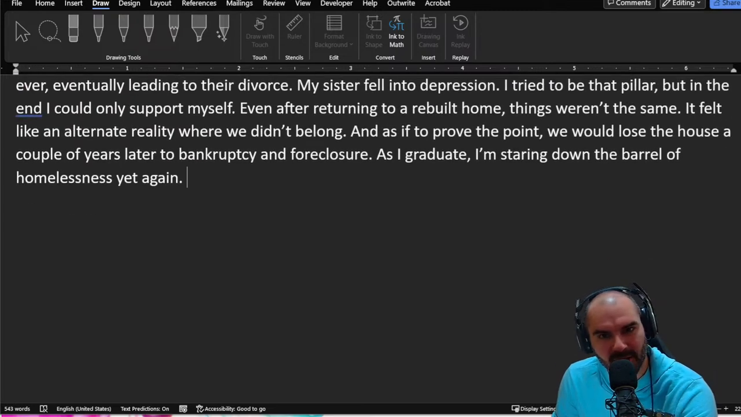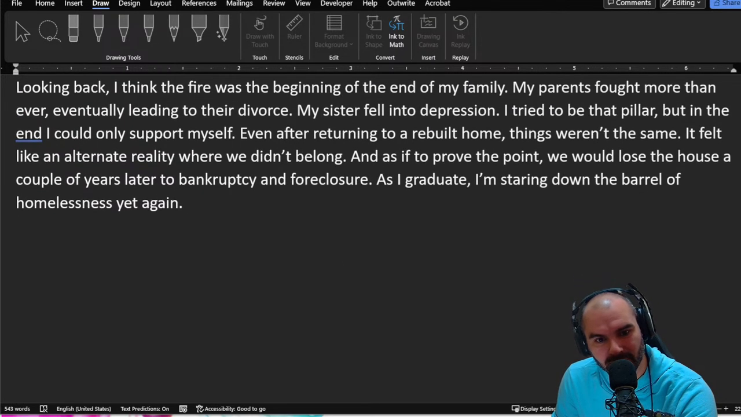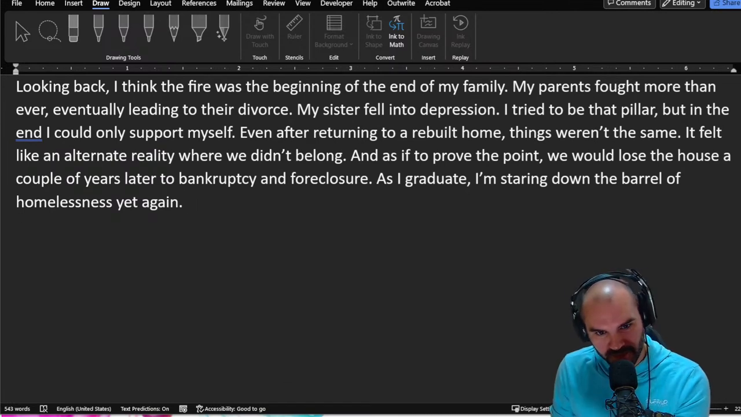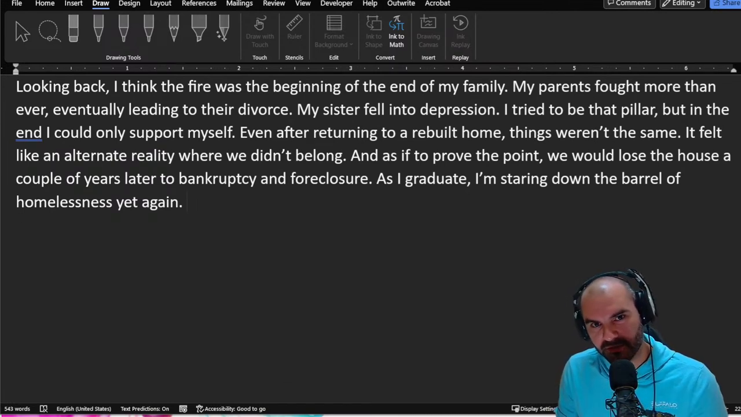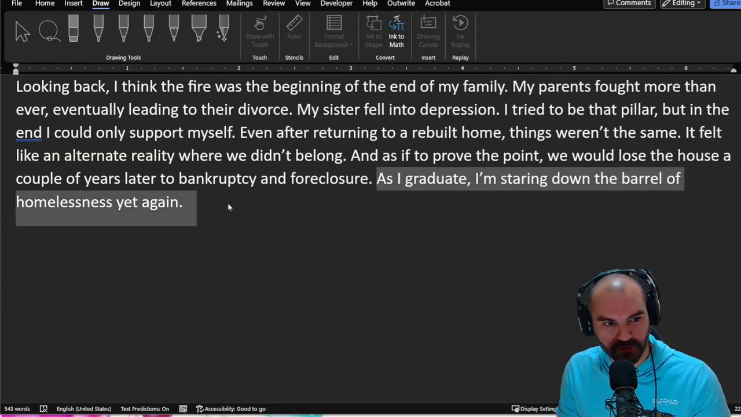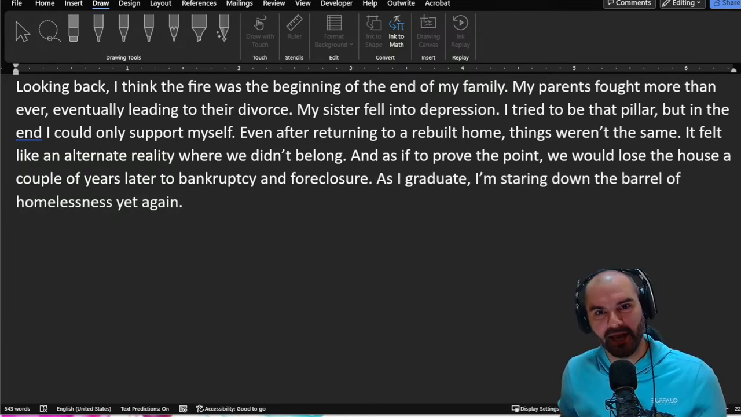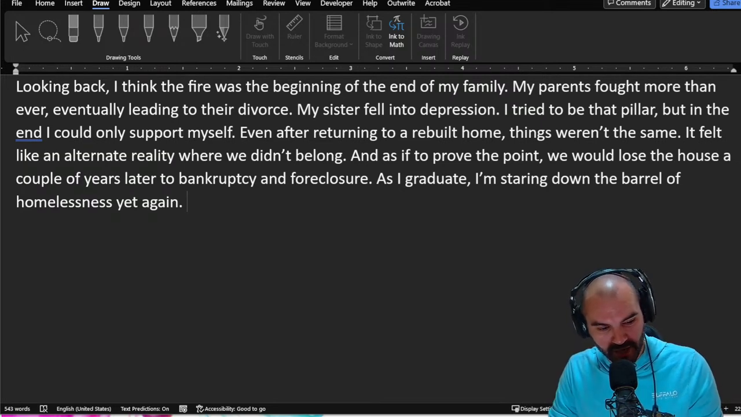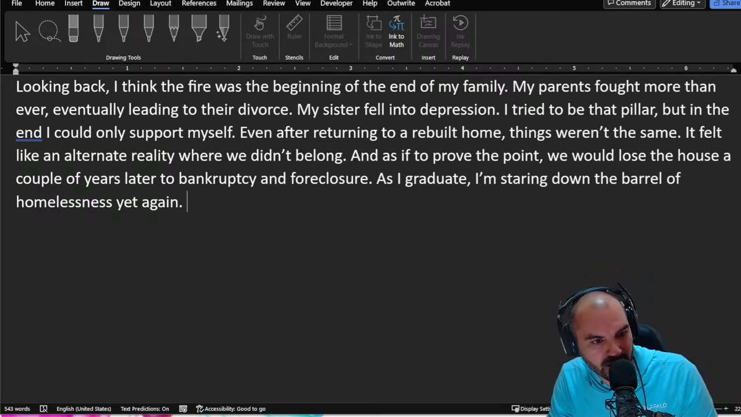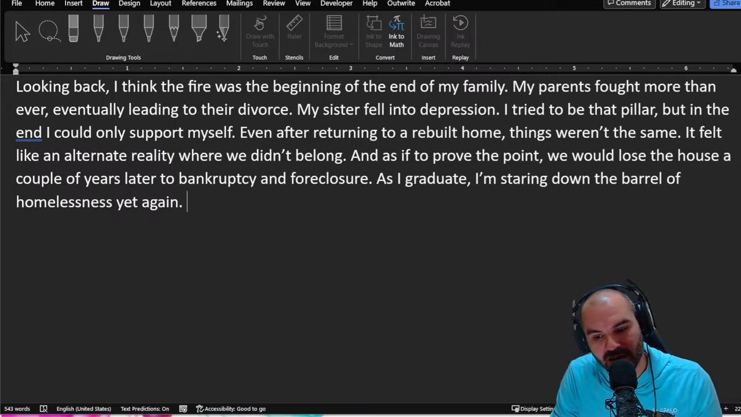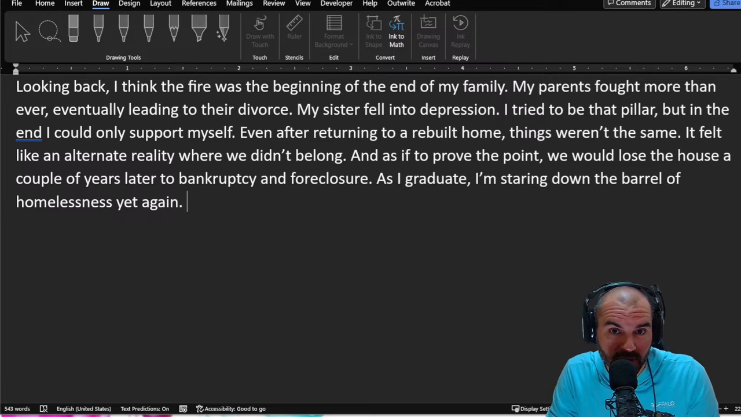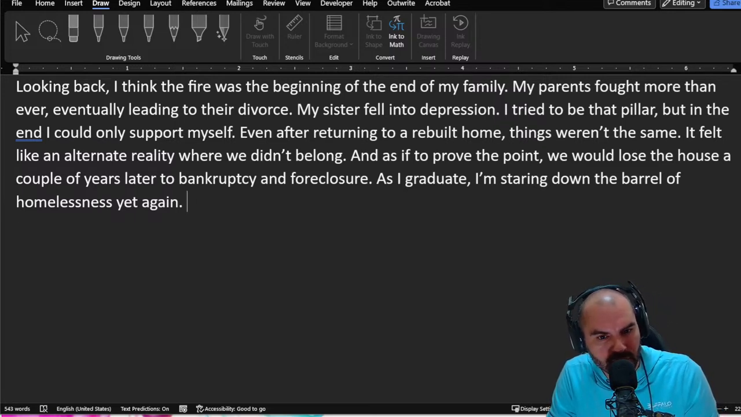This is where I want to think about how I can build this towards the future a little bit and where I want to go next from this. As I graduate, I'm staring down the barrel of homelessness yet again. This is where I need to start making my own way forward, and that's where I want to segue a little bit into my university stuff, just to wrap it up.